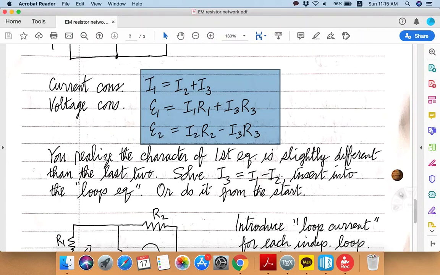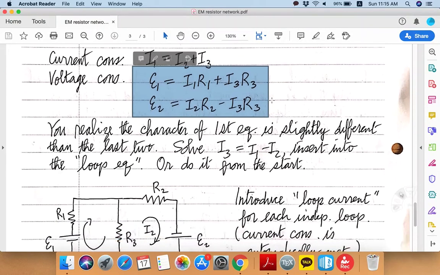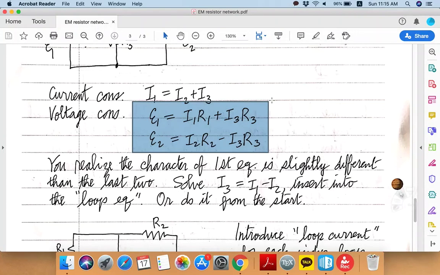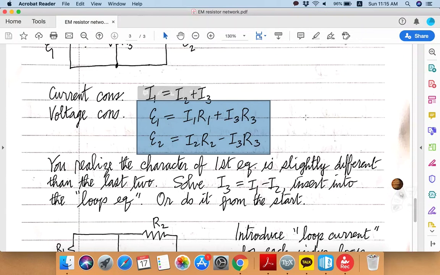Okay, but then of course you can just do that. But then you realize that actually the nature of the first equation here is quite different from the nature of the other equations over here. Obviously, the first equation is coming from the first rule of Kirchhoff, and the other two are coming from the second rule of Kirchhoff.